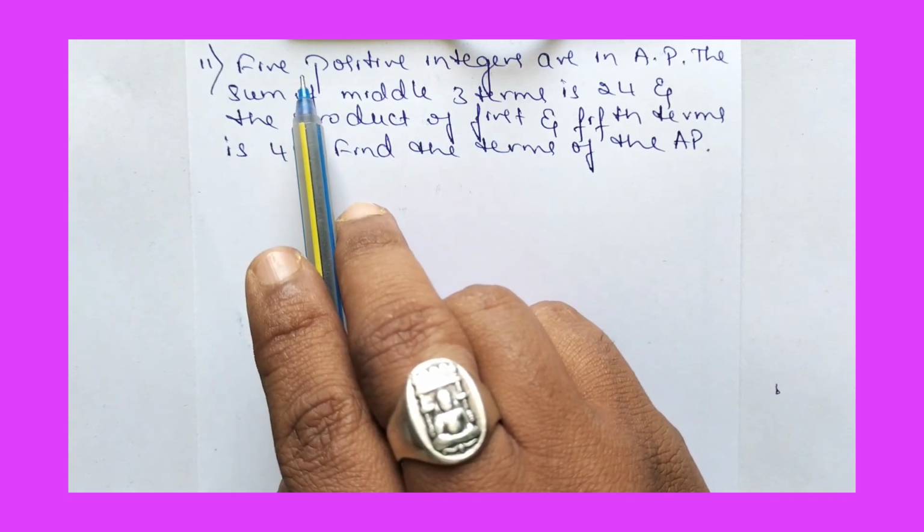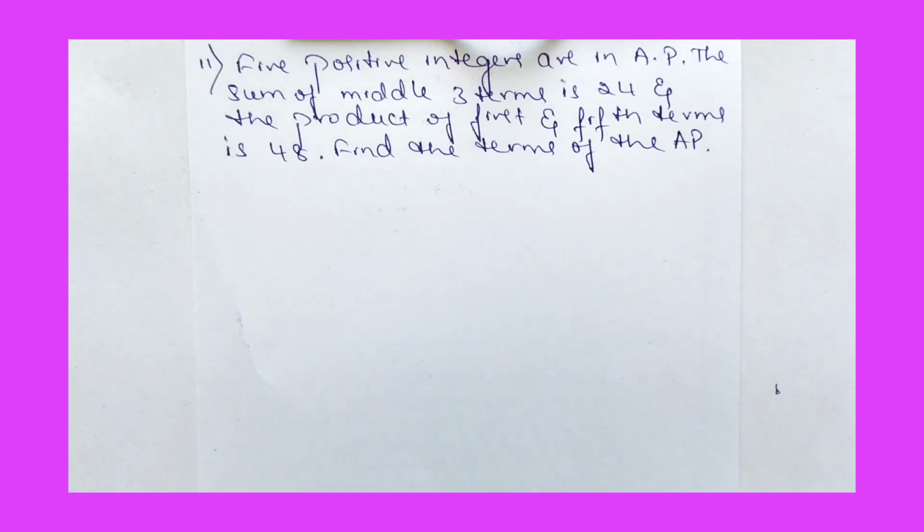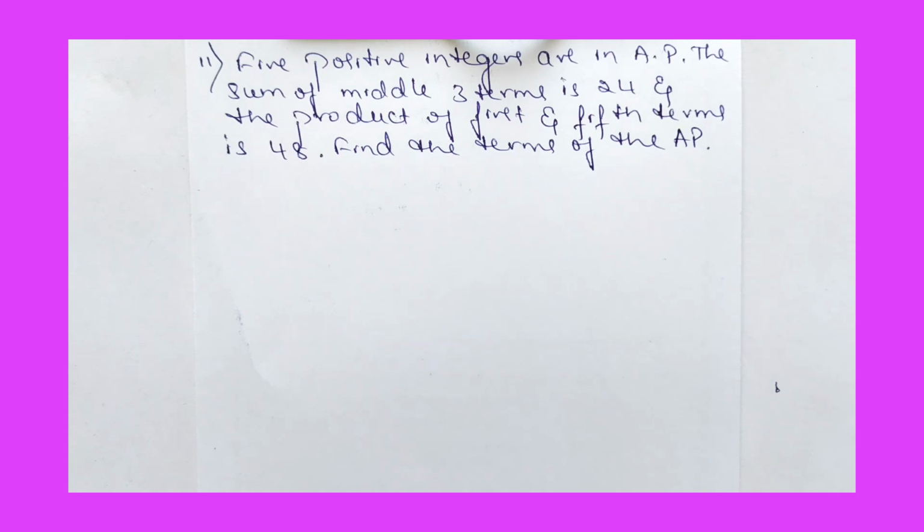So 5 positive integers anta kottidare. So now ee problem na iga solve maartta hogana. 5 positive integers AP ನಲ್ಲಿದೆ. ಮೊದಲ ಸಾರಿ ಮಧ್ಯದ ಮೂರು ಟರ್ಮ್ನ ಸಮ್ ಆಫ್ ದಿ ತ್ರೀ ಟರ್ಮ್ಸ್ನ ಆ್ಯಡ್ ಮಾಡಿದ್ರೆ ಸೊ ವಿ ವಿಲ್ ಗೆಟ್ 24. ಮತ್ತು ಪ್ರಾಡಕ್ಟ್ ಆಫ್ ಫಸ್ಟ್ ಆ್ಯಂಡ್ ಫಿಫ್ತ್ ಟರ್ಮ್ 48 ಇದೆ. ಹಾಗಾದರೆ ನಾವು 5 ಟರ್ಮ್ಸ್ನ ಫೈಂಡ್ ಔಟ್ ಮಾಡಬೇಕು.